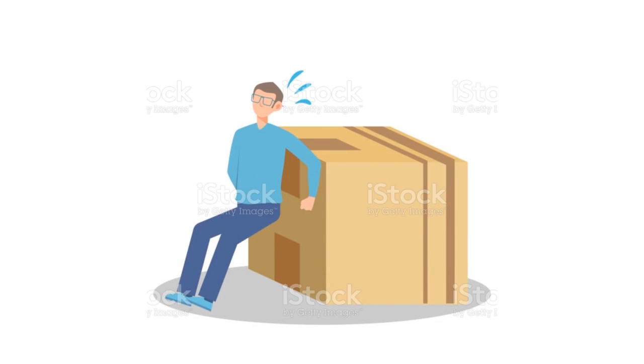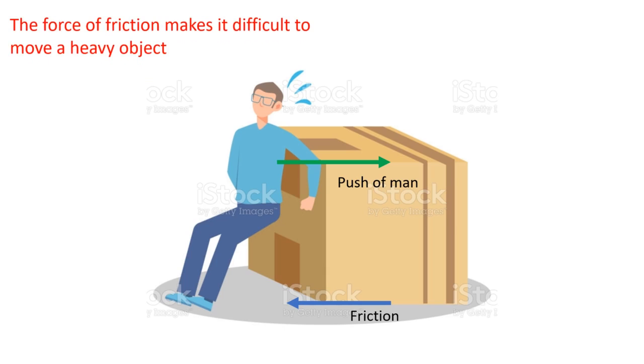The picture shows a heavy box lying on the floor. Imagine that you are trying to push it. If you try to push it to the right, the force of friction pushes back in the opposite direction, to the left. Eventually, if you push hard enough, the box will move. Your pushing force is greater than the force of friction. The force of friction makes it difficult to move a heavy object.